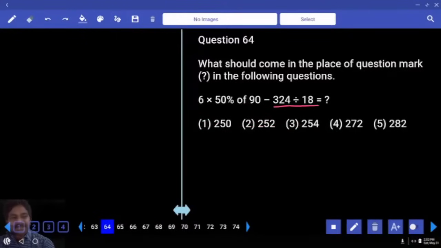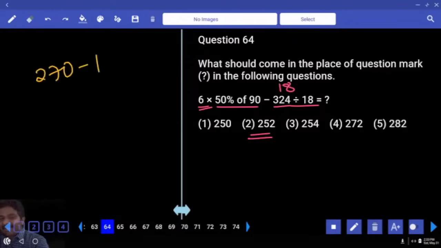18 square divided by 18. 18. 50% of 90. 45 into 6. 6 times will be double and triple. Is that okay? Double, triple, 270 minus 18. 270 minus 18. Last digit. Go to options. Go to options.